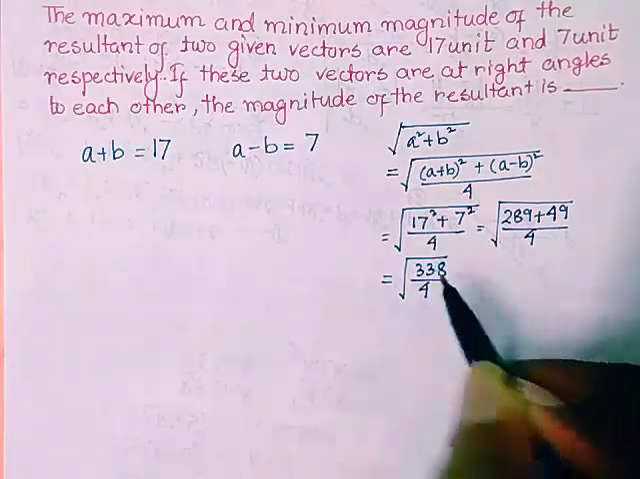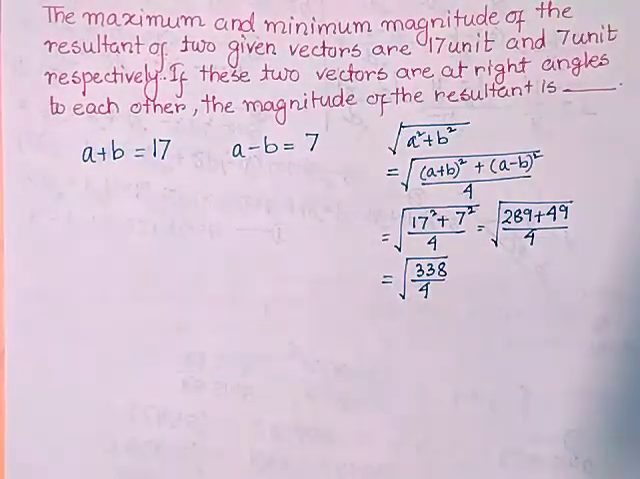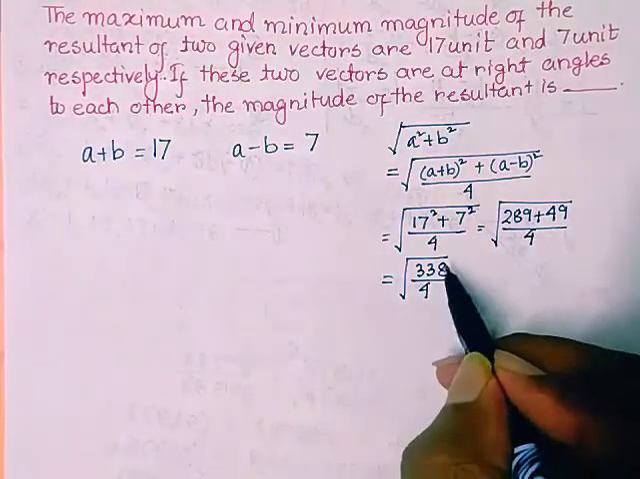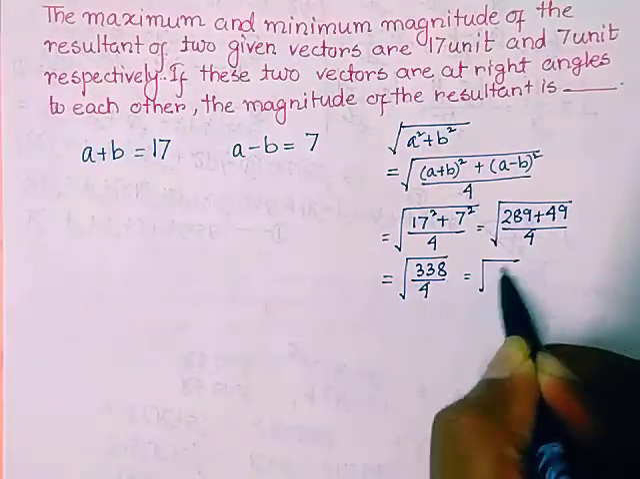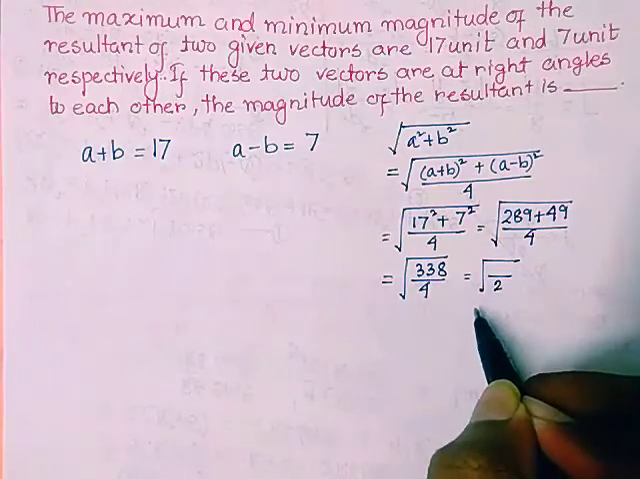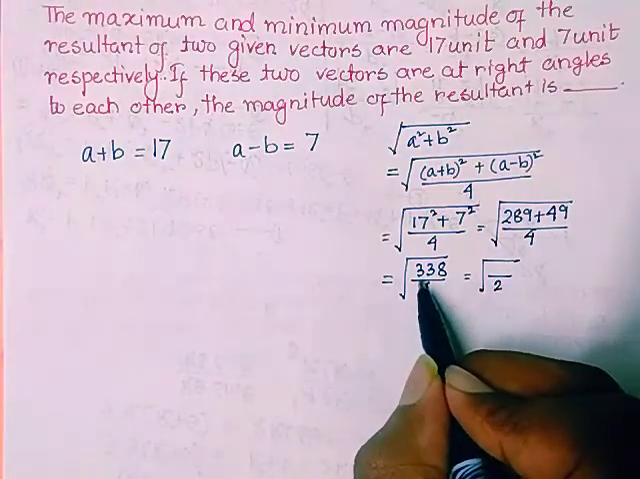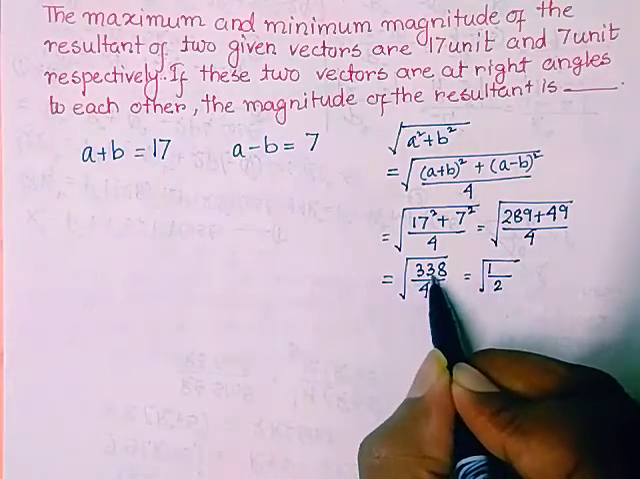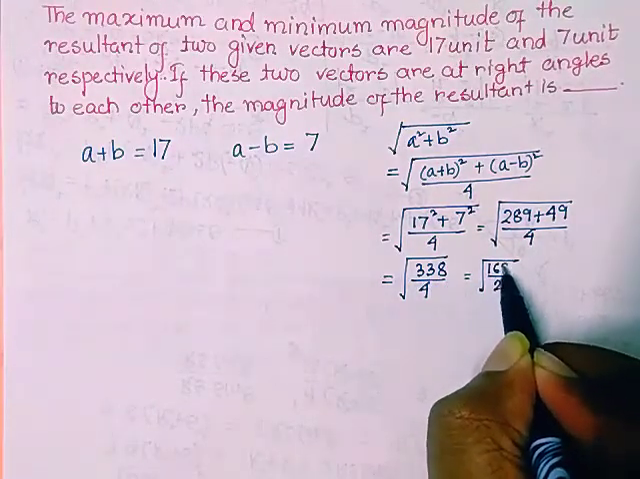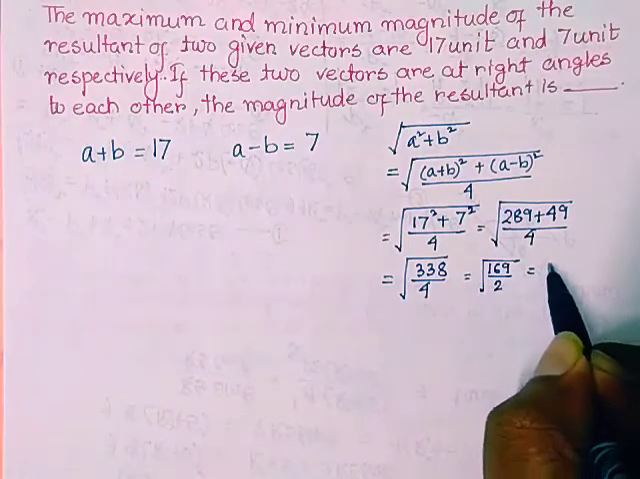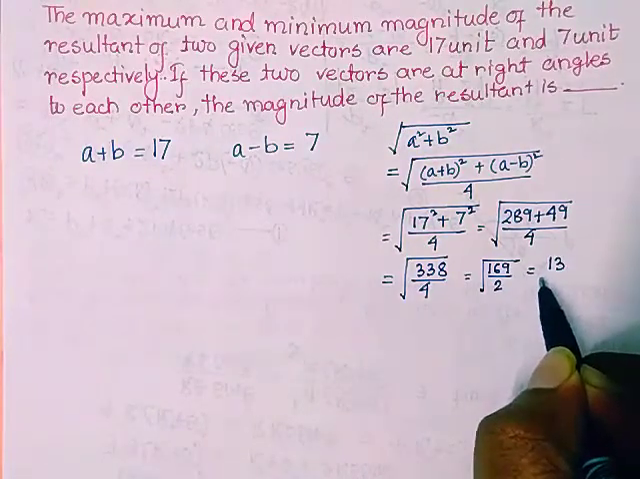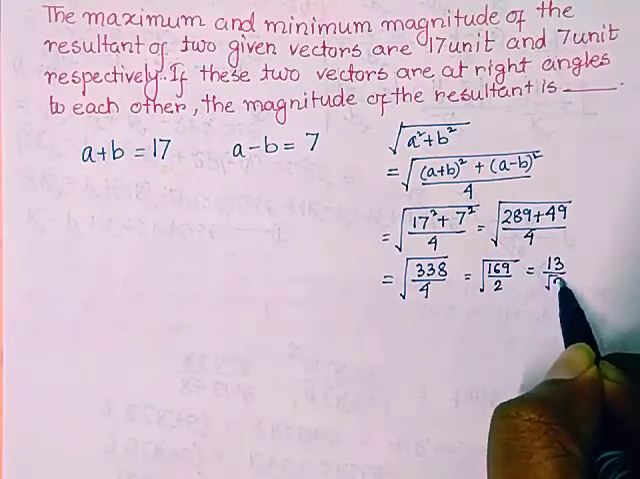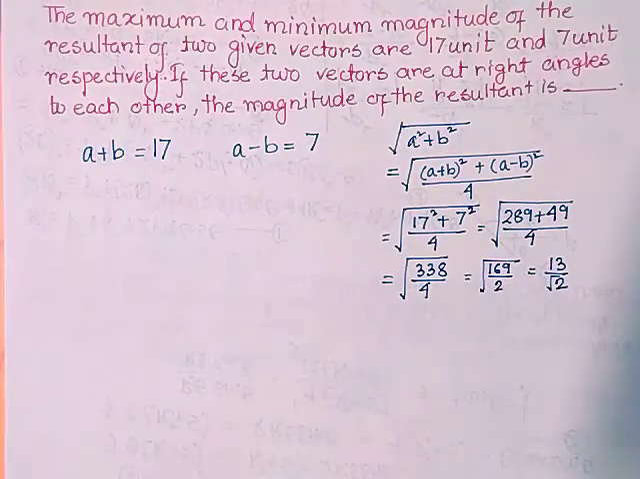So 338 divided by 2 will become 169, and the square root of 169 is 13. That will be the magnitude of the resultant if the two vectors are perpendicular to each other.